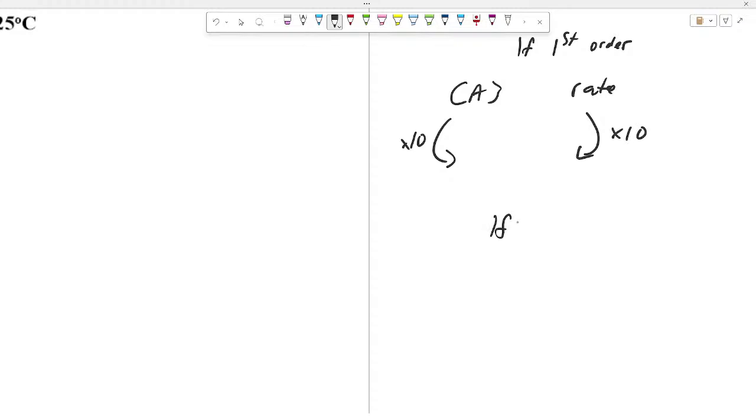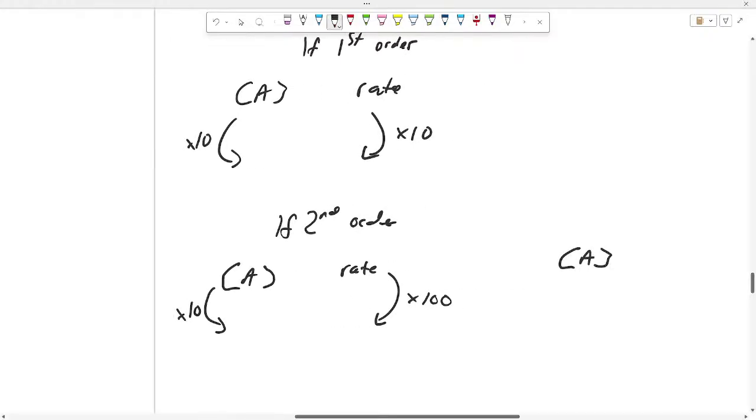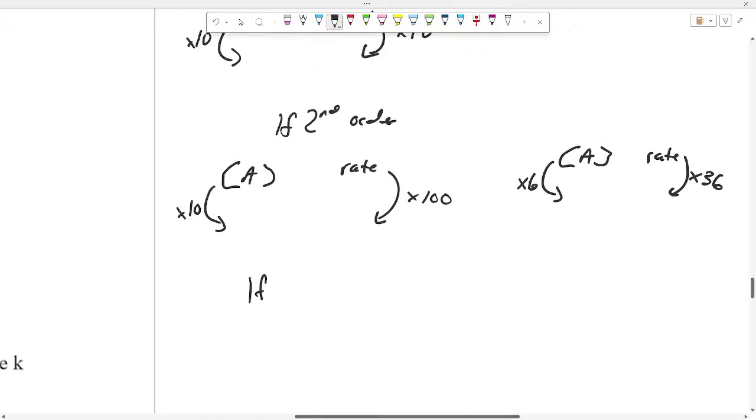It's linear, right? On the other hand, if it's second order, and we change the concentration of A by 10, then we would expect the rate to change by how much? Second order means we do what to this number? So it should change by 100, right? If it's second order and we multiplied this by 6, we would expect the rate to go up by 36. Does that make sense? You just square it. And if it's third order, which you're never going to see, it would be 1,000, right?